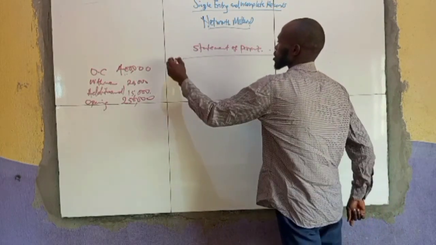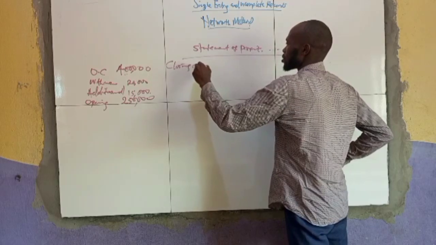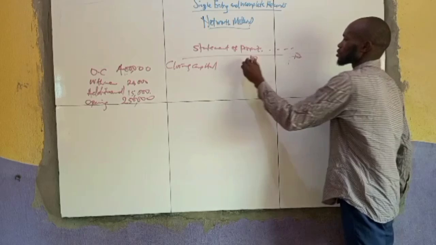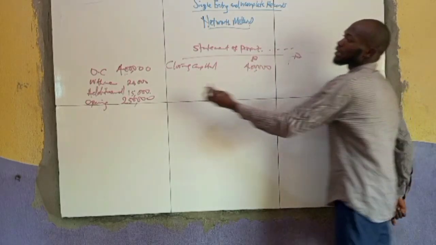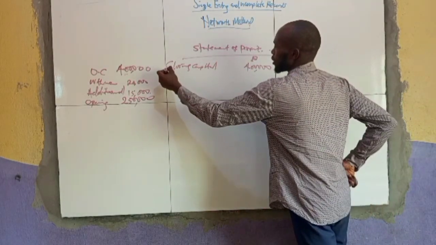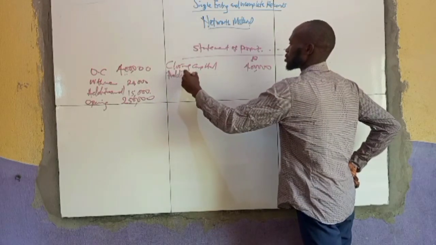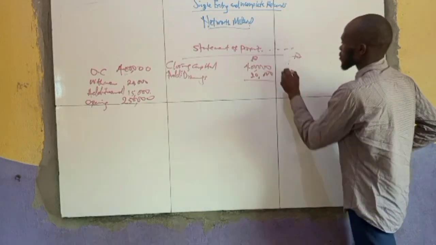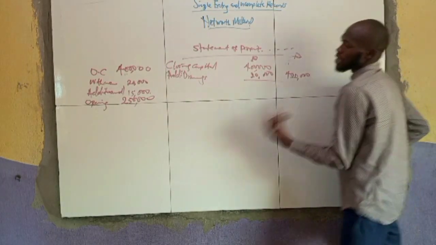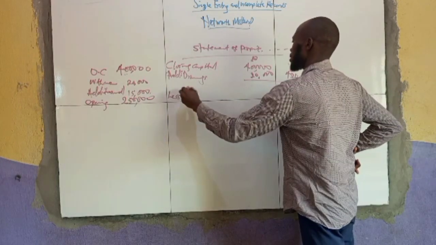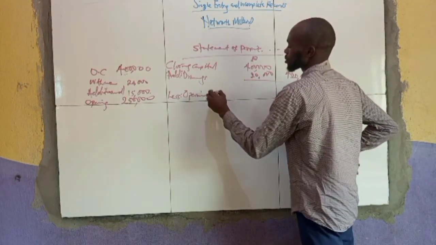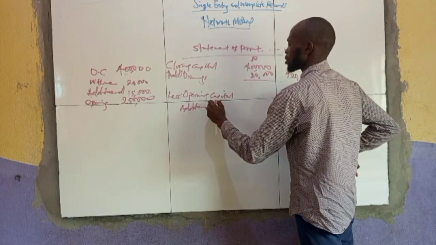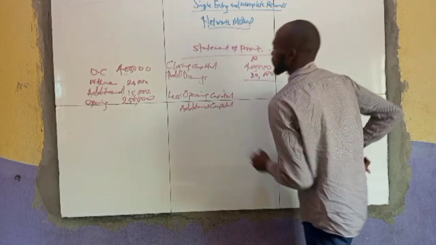Then we start with what? Closing capital, which is going to be what? 400,000. Then withdrawal, that is drawing, add drawing. That is what? 20,000. That will give us 420,000. So we less our opening capital, which is going to be added to the additional capital, sorry.